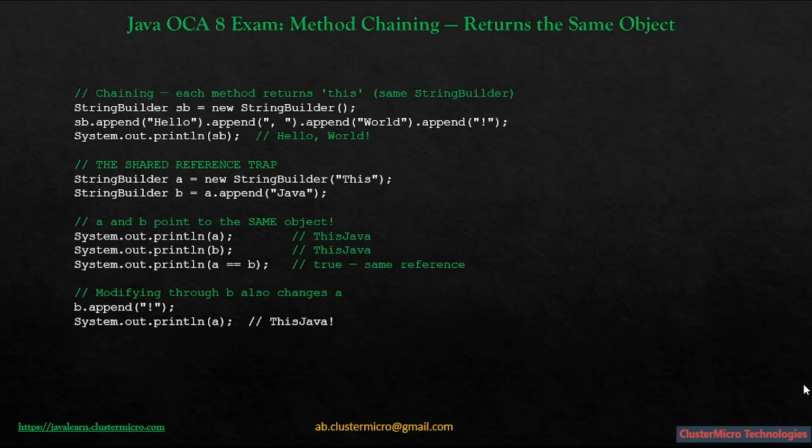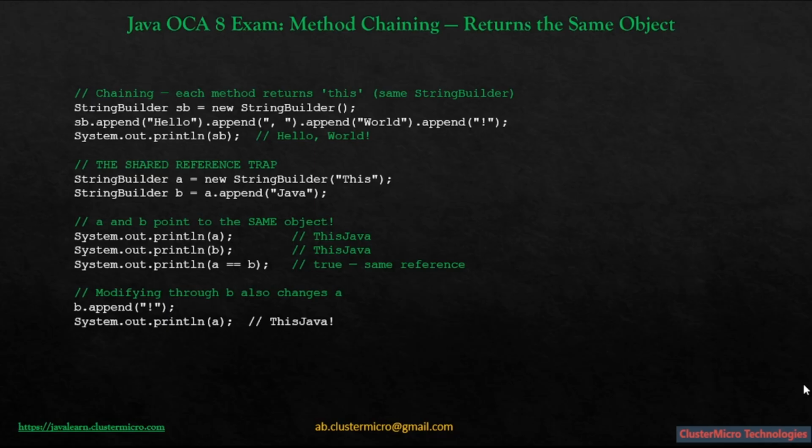Method chaining returns the same object. So what is method chaining? Here we have StringBuilder sb equal to new StringBuilder, and then sb.append hello, append comma, then append world, then append exclamation sign, right? So System.out.println(sb) will print out hello, world, and then the exclamation.